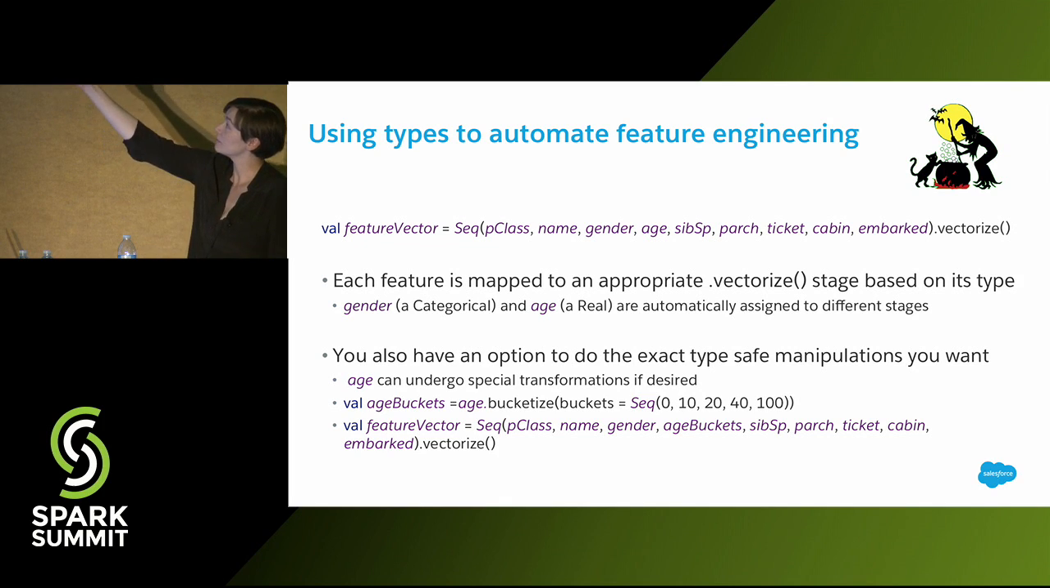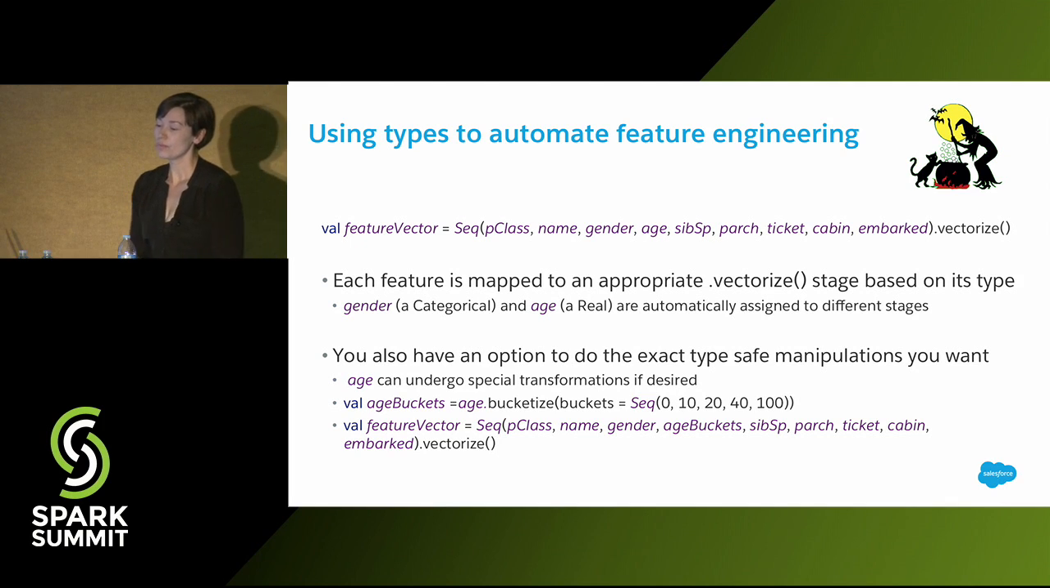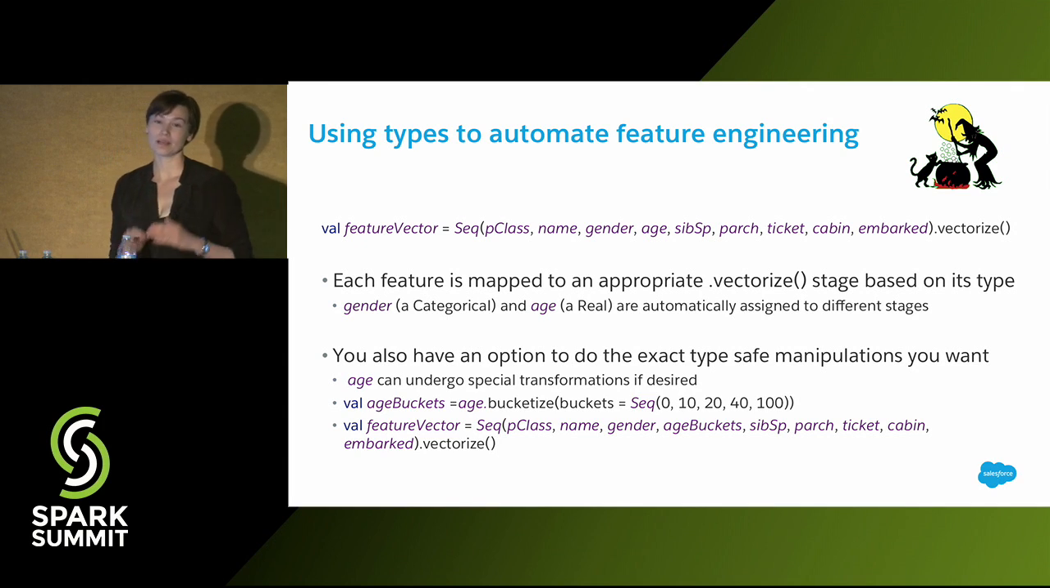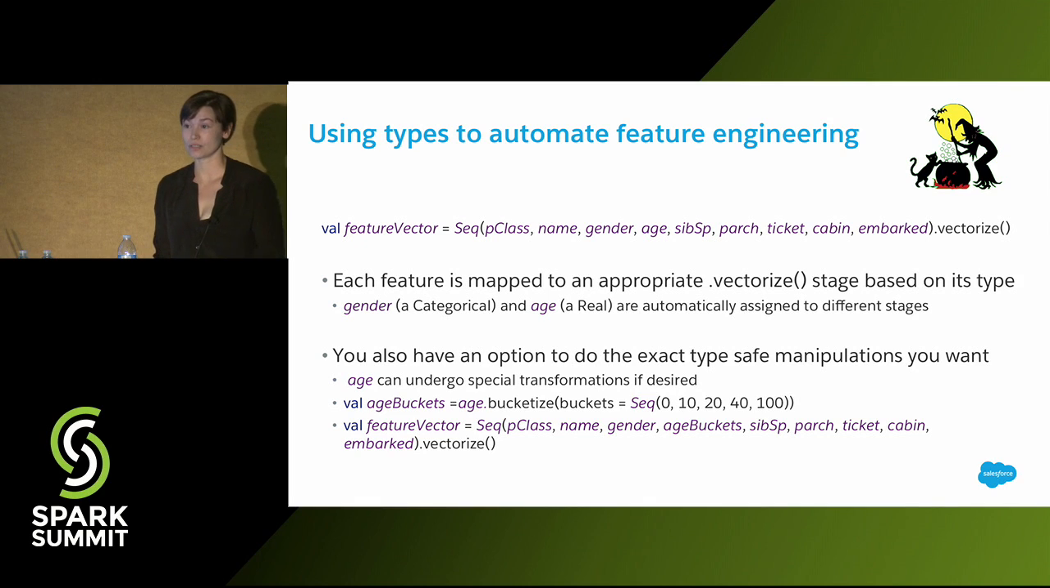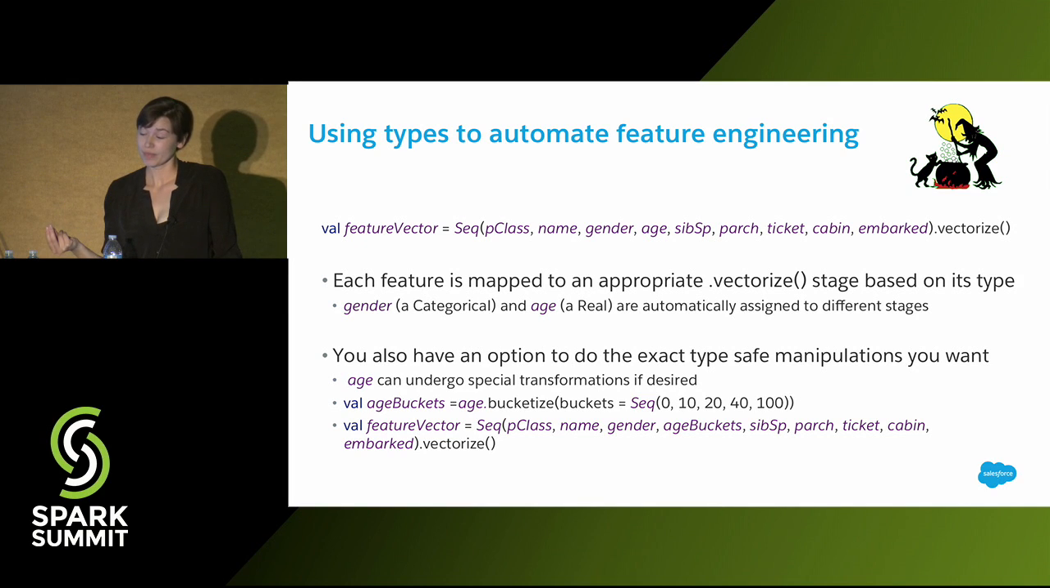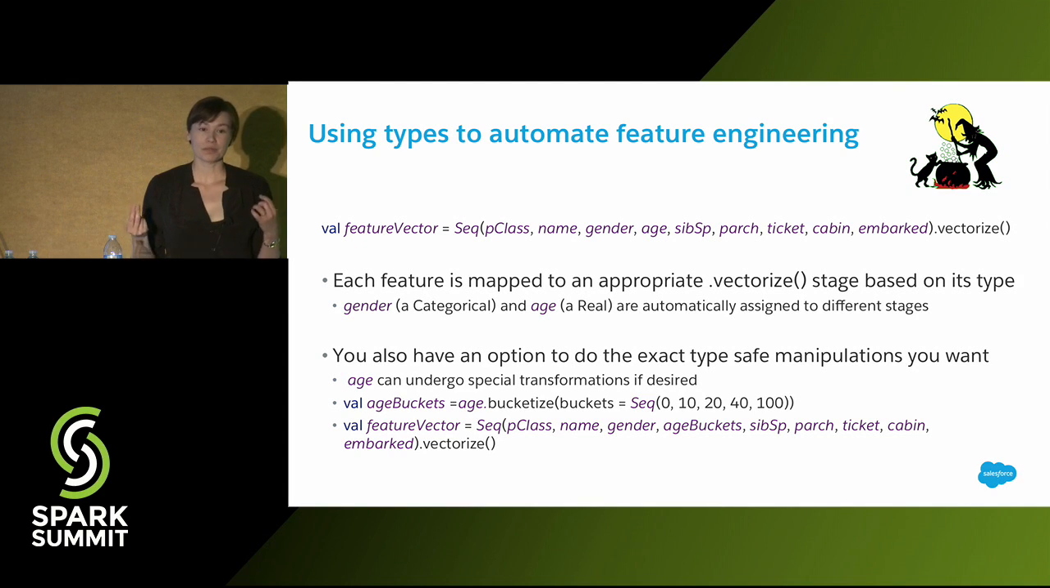So I'm showing you this sort of magic line where we take all of our features and go vectorize. What's happening underneath the hood is that we're using type tags for each of those features to sort them into appropriate stages, right? So we know that categorical gender should be treated differently than a real number, such as age. And this will automatically happen with sort of best defaults for each feature type.